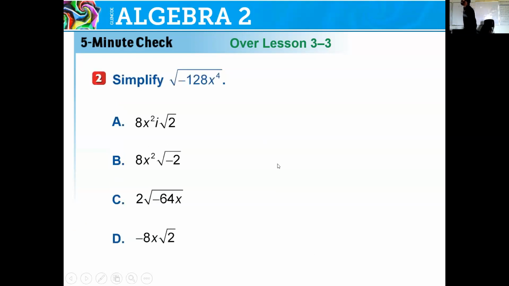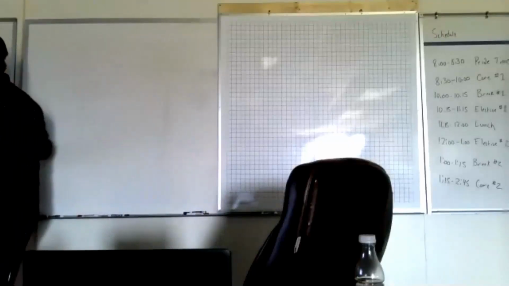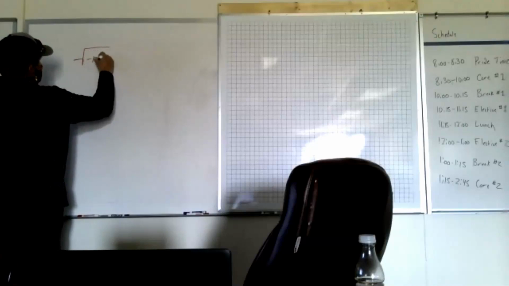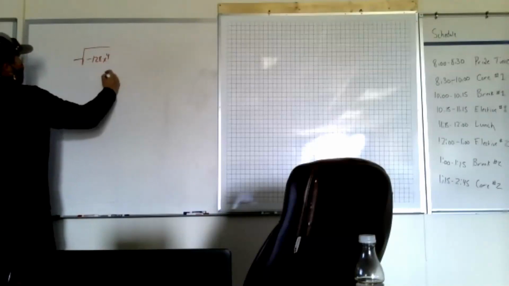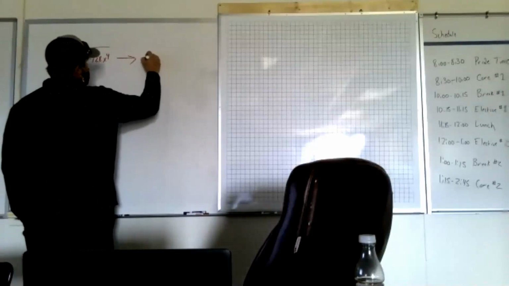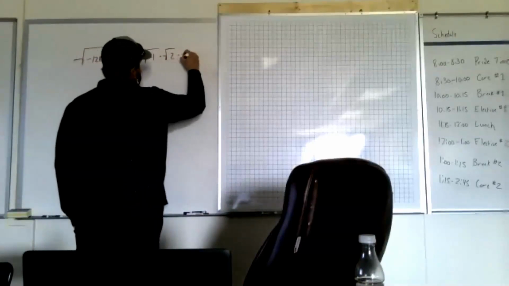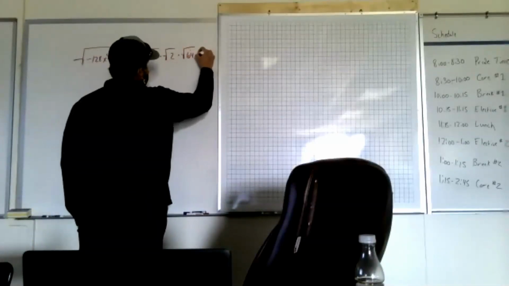This one, once again, the square root of negative 128 x to the 4th power. So to simplify this, once again, we want to think which square can possibly go into it. So the square root of negative 128 x to the 4th can be broken down into the square root of negative 1 times the square root of 2 times the square root of 64 times the square root of x to the fourth.